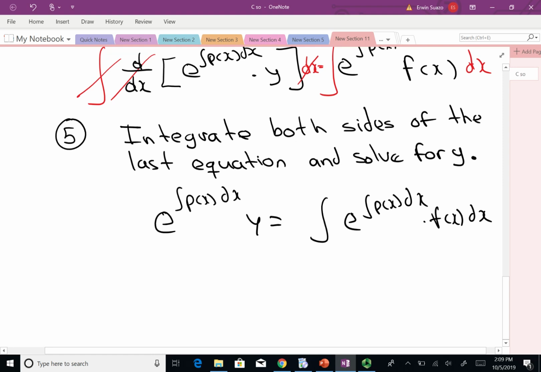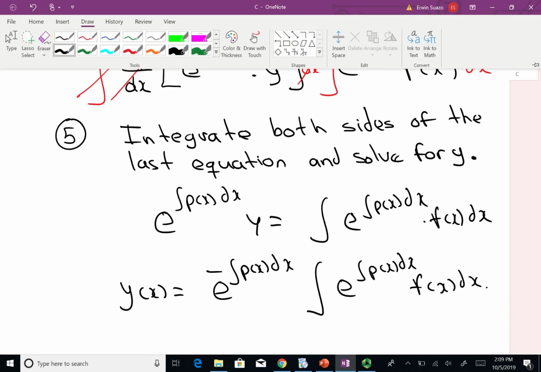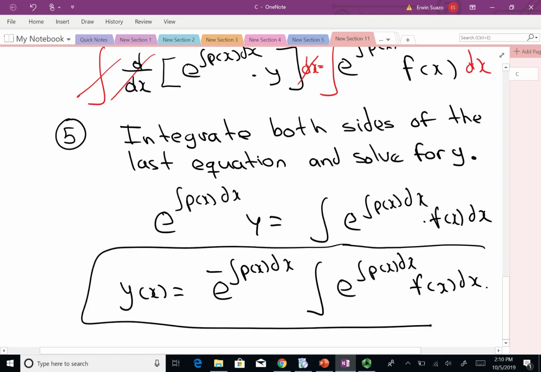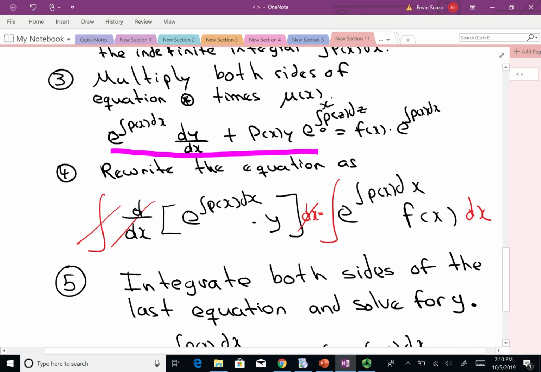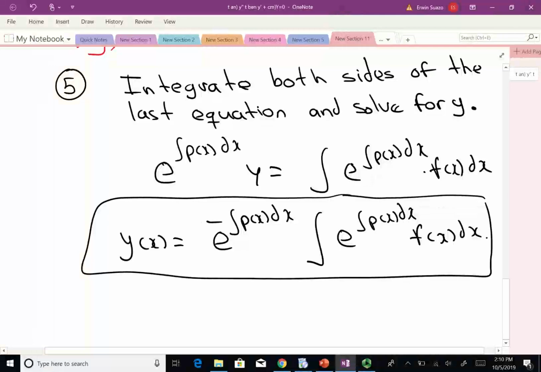You can multiply times e to the minus integral, so now my final formula is e to the minus integral of p of x dx times the integral of e to the integral of p of x dx f of x dx. And that's our formula. That's our final answer. That's my solution of a linear equation of the form star. So that's how my solution is going to look.